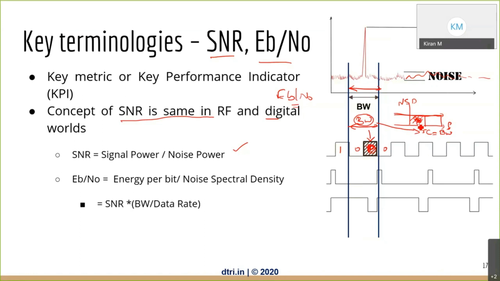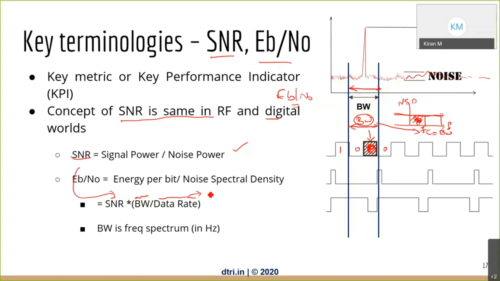So you can also call EB by N naught as SNR per bit. You're taking 1 bit as the reference. So you can call it SNR, but it is per bit. How do you define it per bit? You take whatever SNR value you have, the same SNR, multiply by the bandwidth, and divide by the data rate.